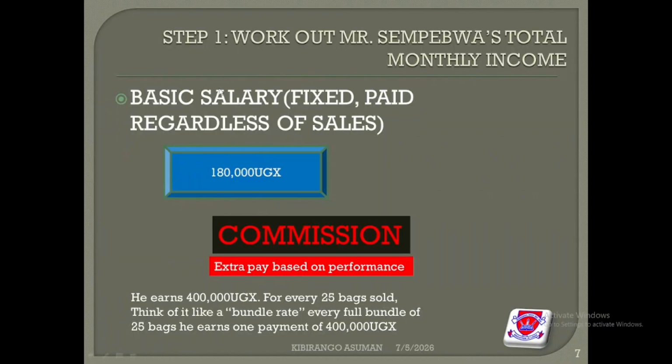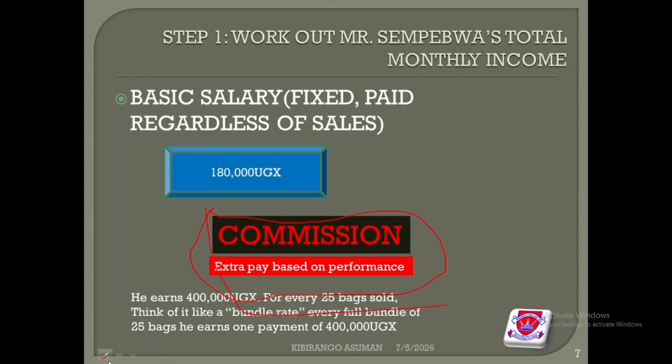The next thing, I like these visuals. Step 1 is to work out the total monthly income, and the basic salary is fixed. But there is also a commission, which he gets after selling 25 bags, remember. So we're going to find out the commission he made, because in June he sold 400 bags. We need to find out the commission he made on those 400 bags.